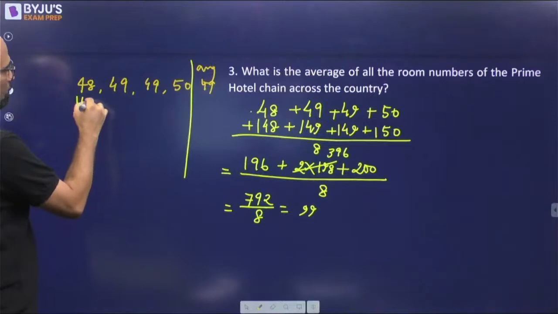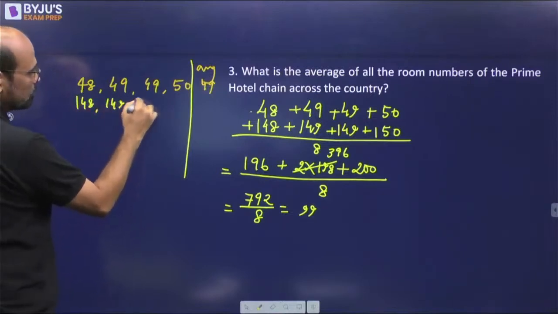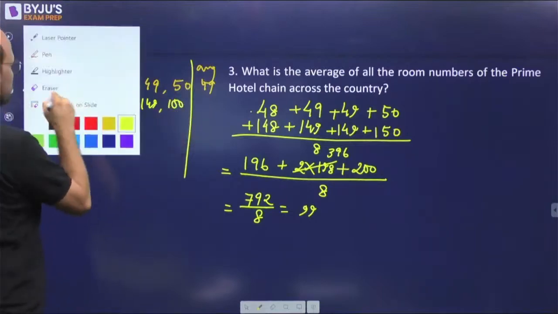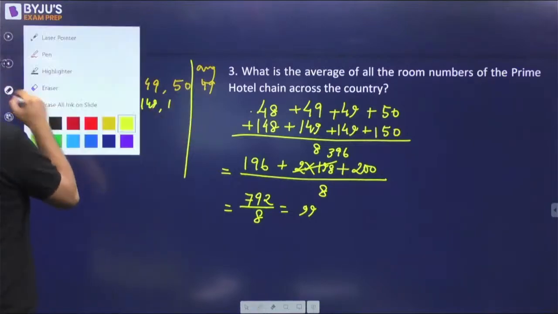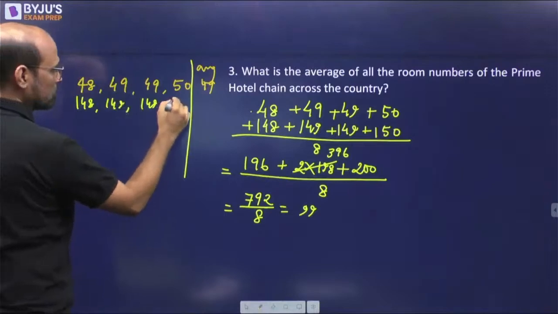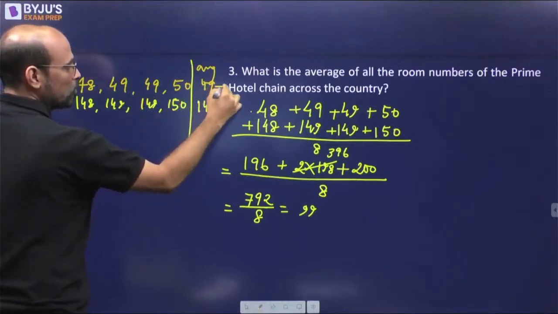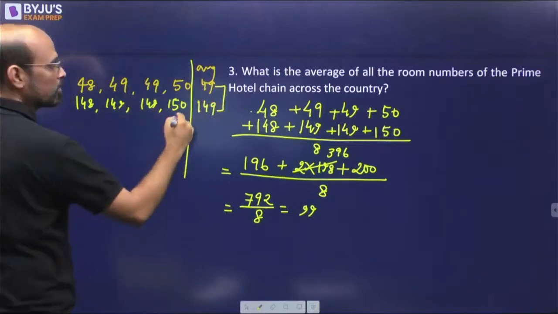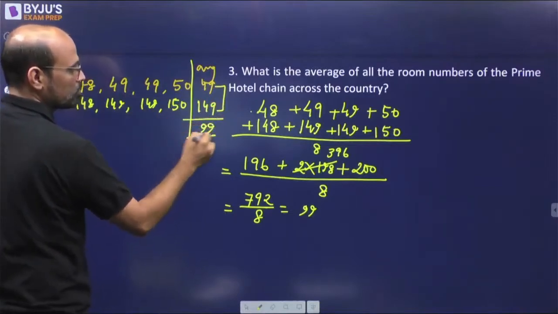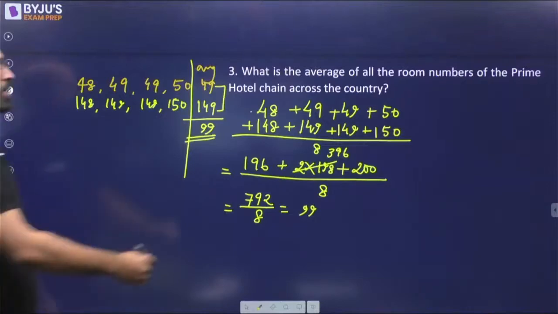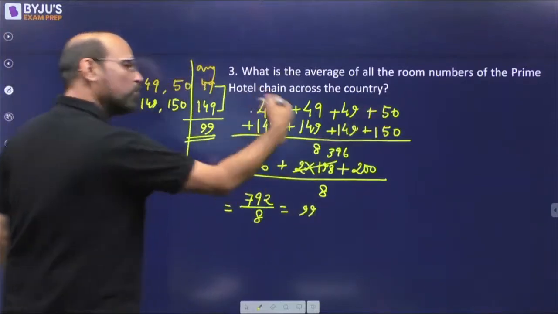Now, if I add 100 to each of these, what will be the average? The average will be 149. What will be the average of 49 and 149? 99. यही होना था. So we could have saved ourselves a lot of time if we had not done this.